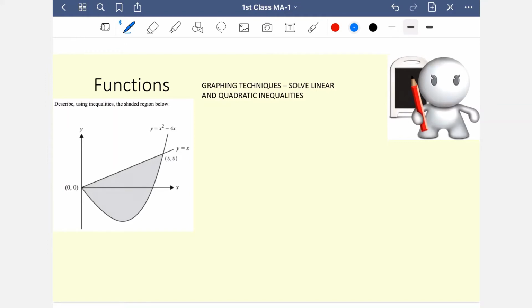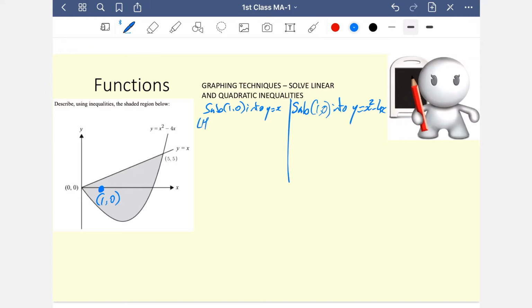All right, in our third question, what we're having a look at is the inequalities. We're having a look at how we can describe this shaded region. Now there's two different responses that I will guide you through. First thing is, I'm going to choose this point over here, which is (1, 0), and what I'm going to do is substitute this point into both of the given equations, so into y equals x, and sub (1, 0) into y equals x squared minus 4x.